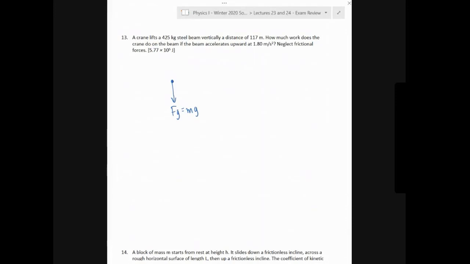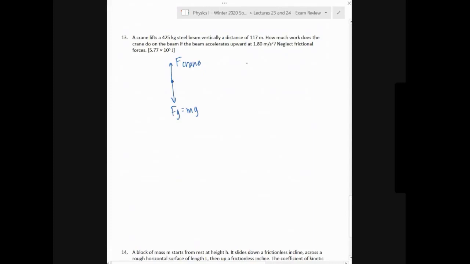FT, good. Okay, so we can call it FT because we're assuming the crane is attached to a rope that's pulling up on the beam. So that's perfect. Or if we want, we can just call it force of the crane. I'm just going to call it force of the crane. But yes, you're right. If you want to put in force of tension, that's also right because, of course, a crane would use a rope to pull up the beam. I'm just going to call it the force of the crane just because the question wants to know how much work does the crane do?